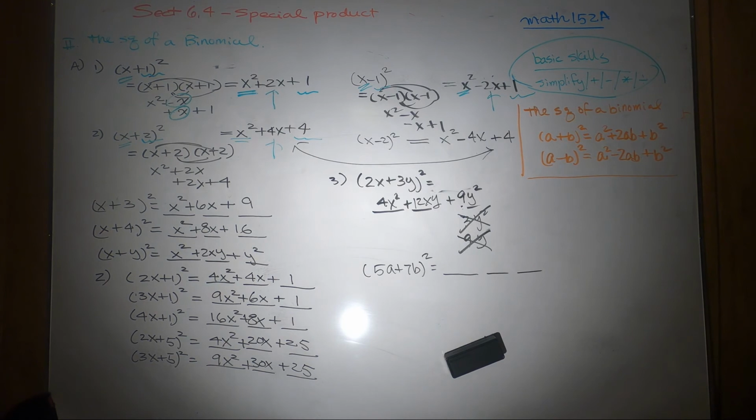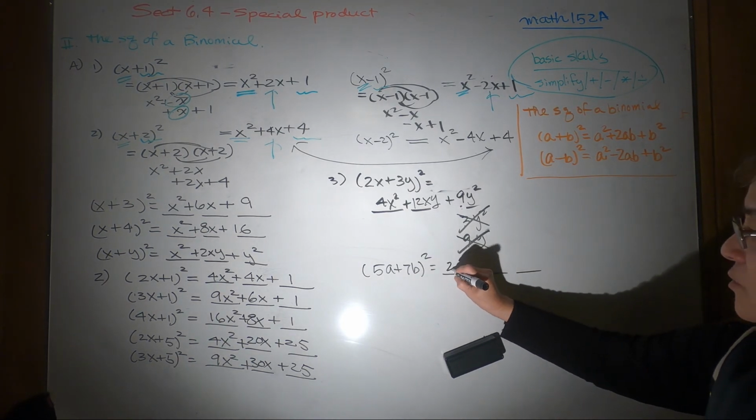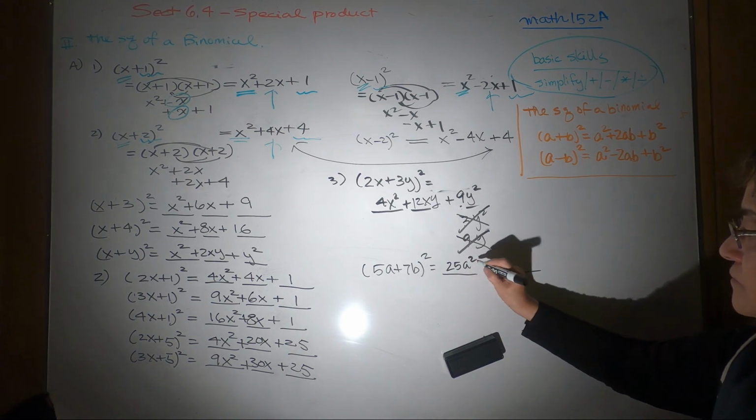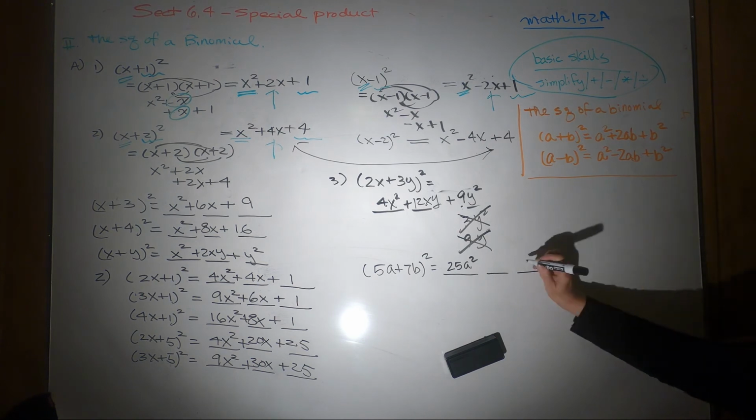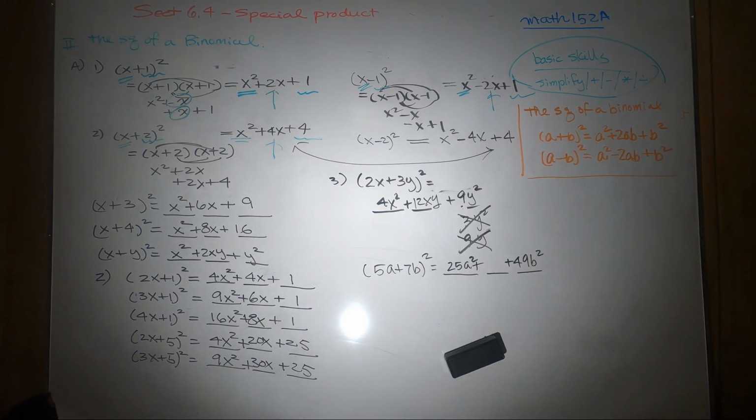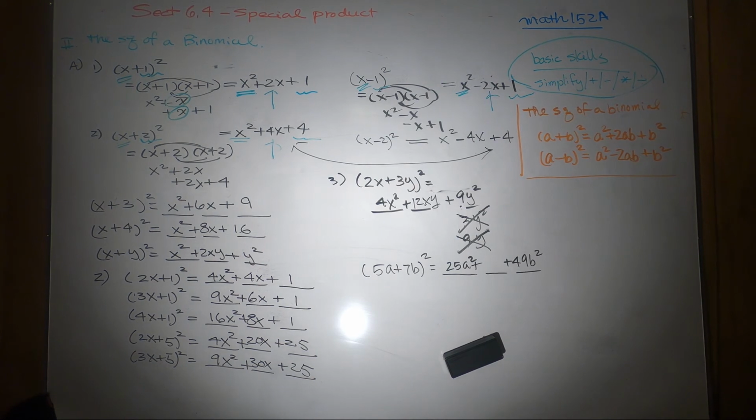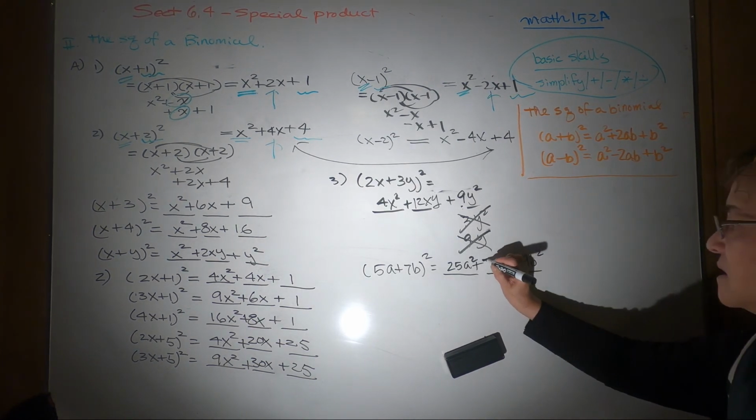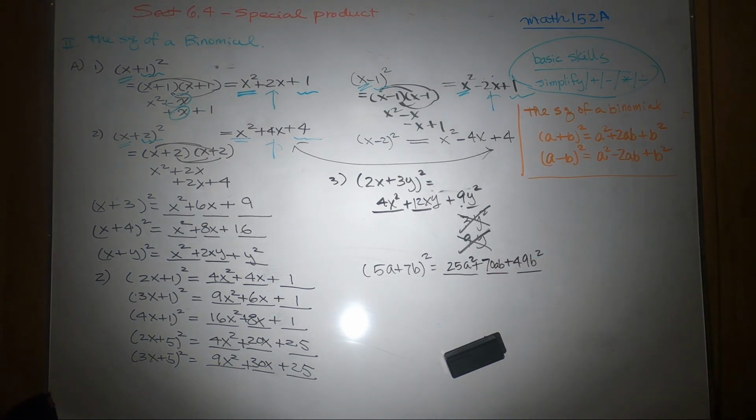First one, 5a would be 25a squared. Last one, 7b times 7b would be what? 49b squared, right? Middle one, 5a times 7b would be 35ab. Double it, 70ab.